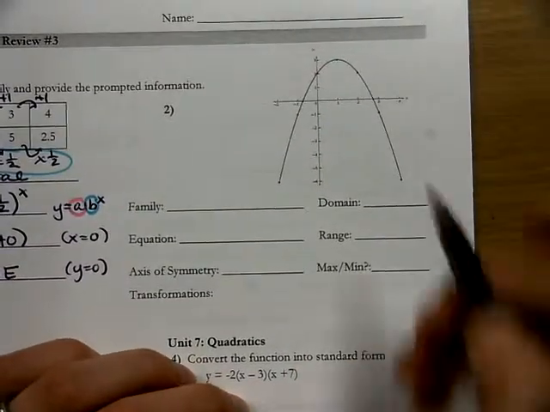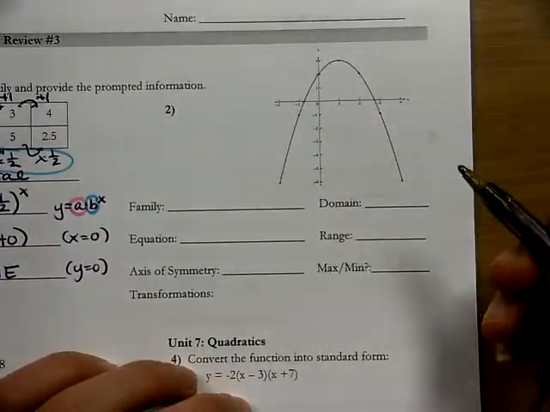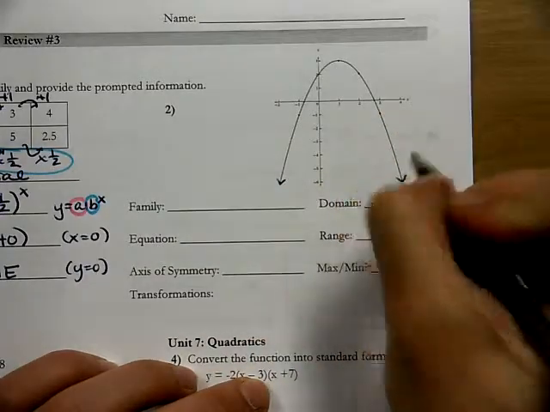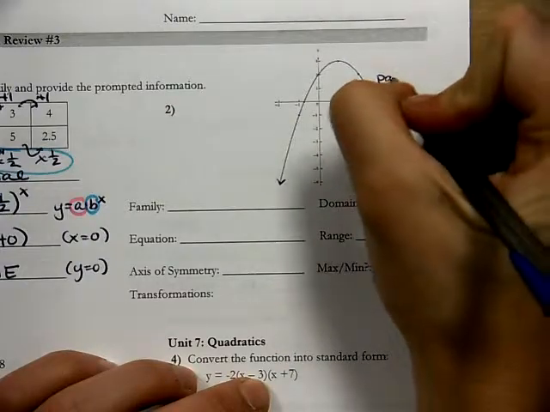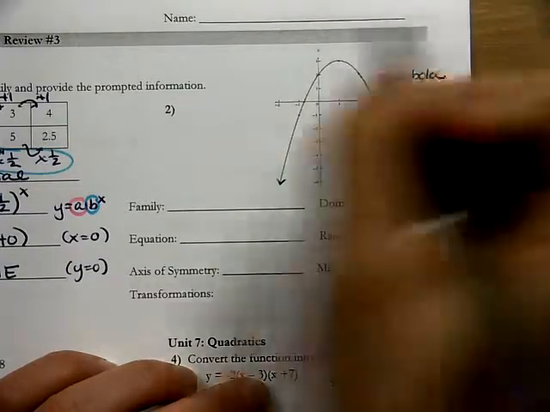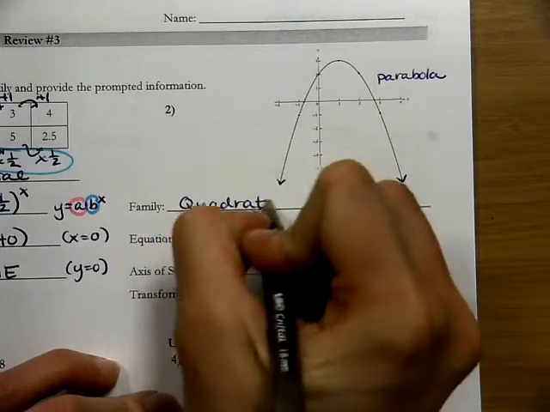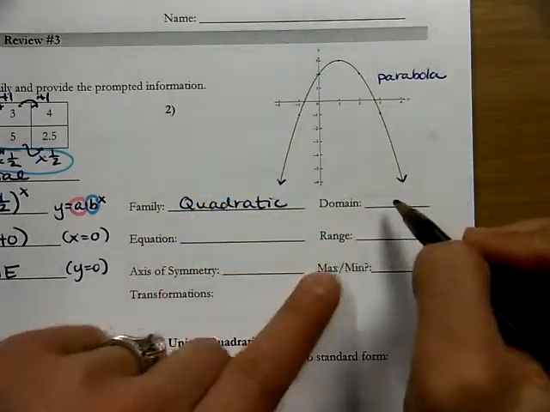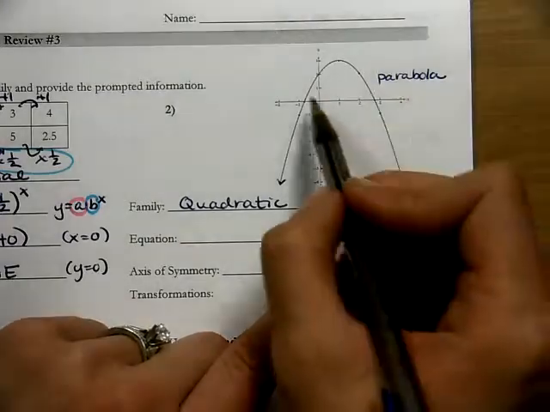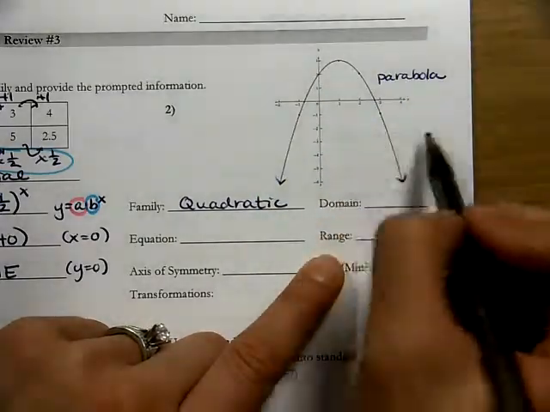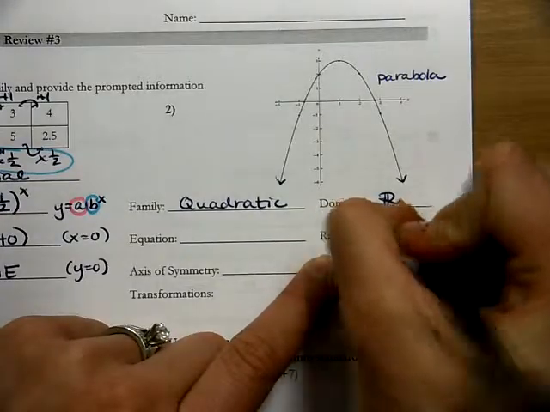Moving on to number 2, I'm looking at this graph, and I see it's a U-shaped graph, or we call that graph a parabola. So this graph really goes on forever in both directions. I'm going to name that right here. It's a parabola. When it's a parabola, we know that this is a quadratic function. So let's jump to the domain and range now. The domain are all the x values, meaning going left and right. And as we go to the left, because this graph goes on forever, and it goes on forever to the right, the domain is all real numbers.